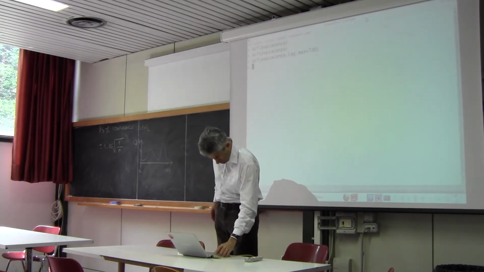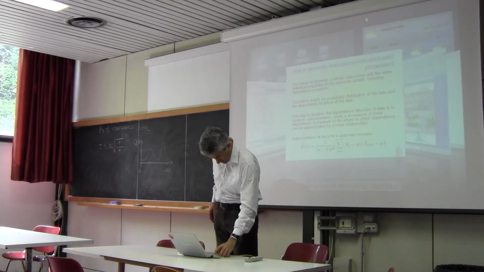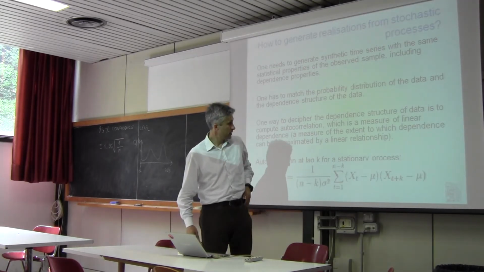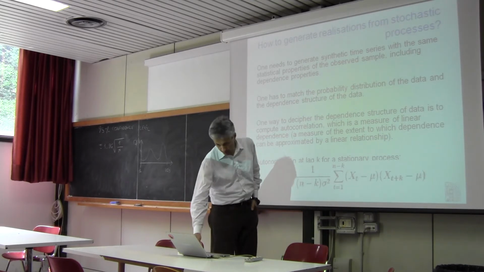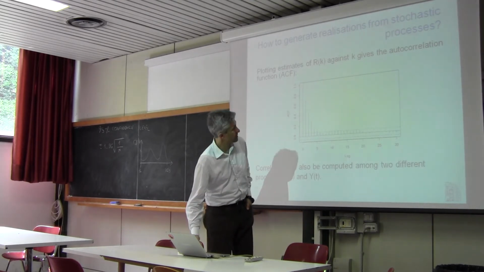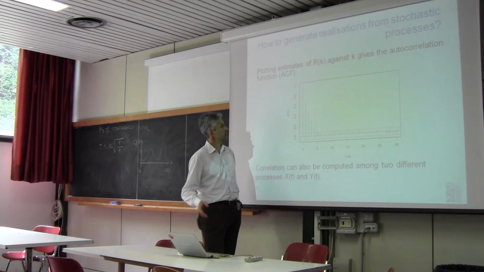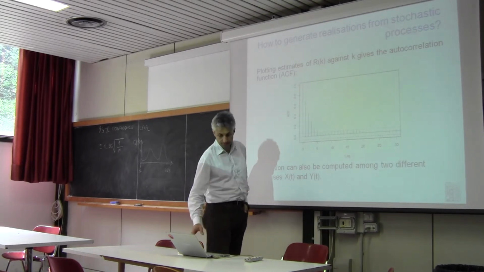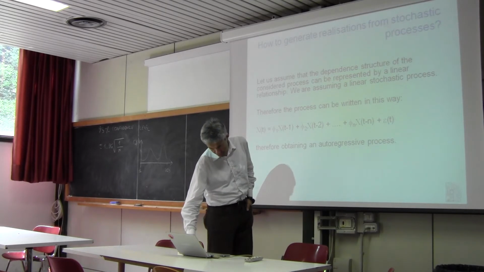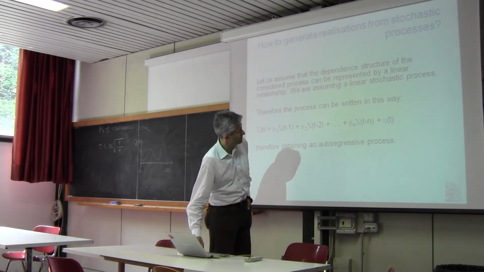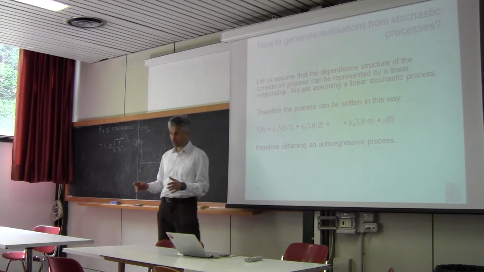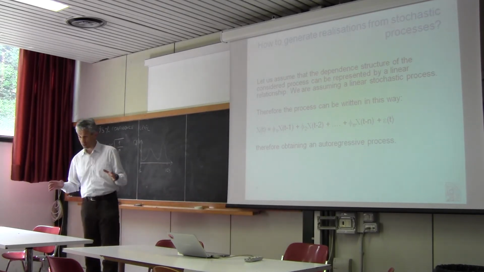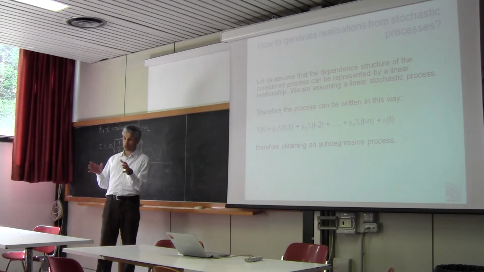Let's go back now to our PowerPoint presentation. And let's move forward. This is an example of autocorrelation function, and there is not much more to do. And now, let's move to the definition of the model that we can use for generation.